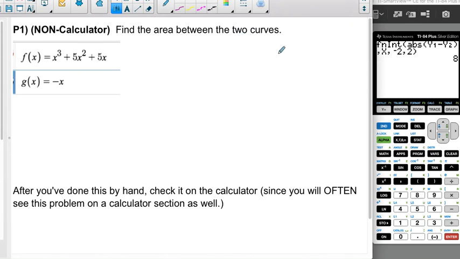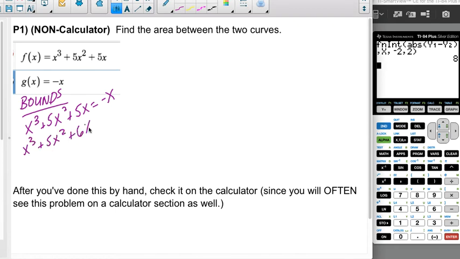All right, so P1, you're going to try the same thing. Again, I'm going to suggest you find the bounds first. That's the only way to proceed. So let's go ahead and find those bounds and then go from there. So first thing you're going to do is find the bounds. You find the bounds by setting the two functions equal. So x cubed plus 5x squared plus 5x equals -x. X cubed plus 5x squared plus 6x equals 0.